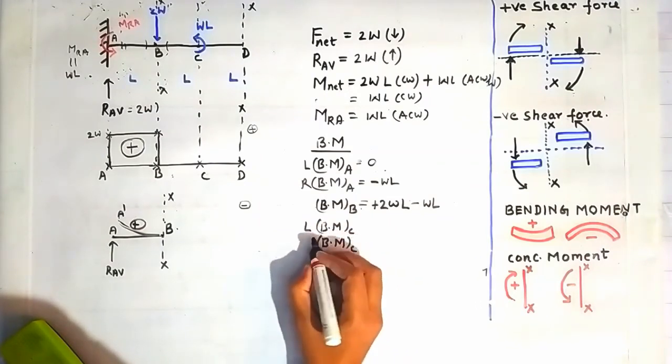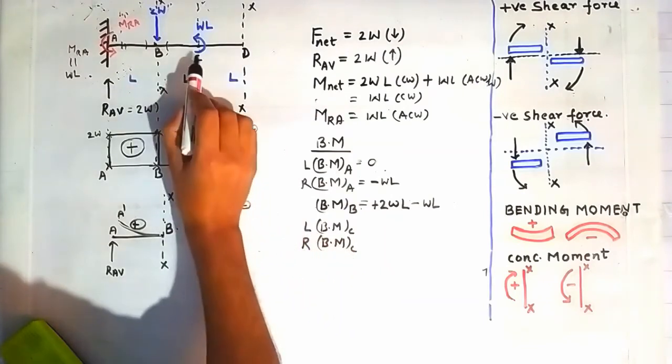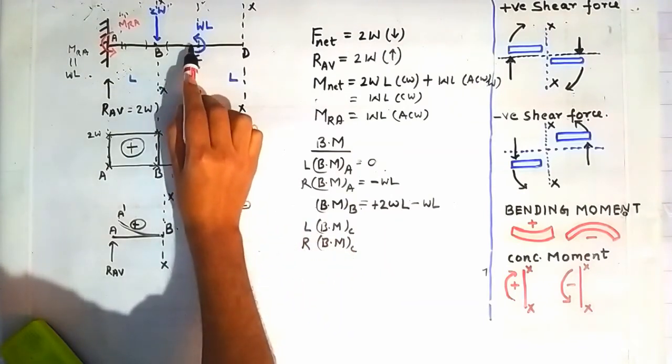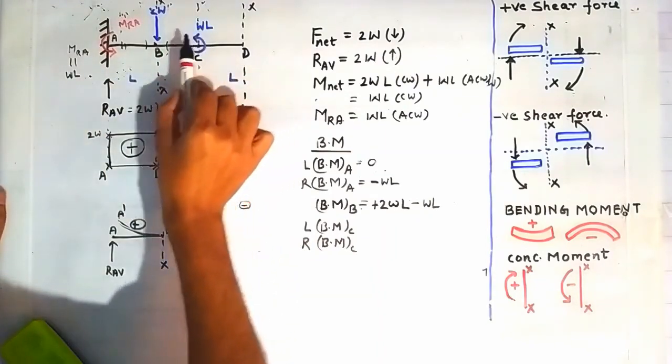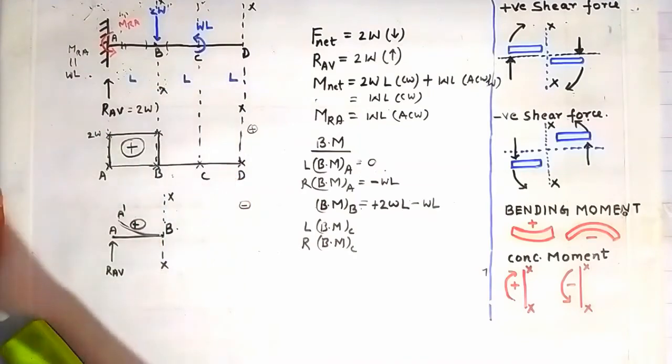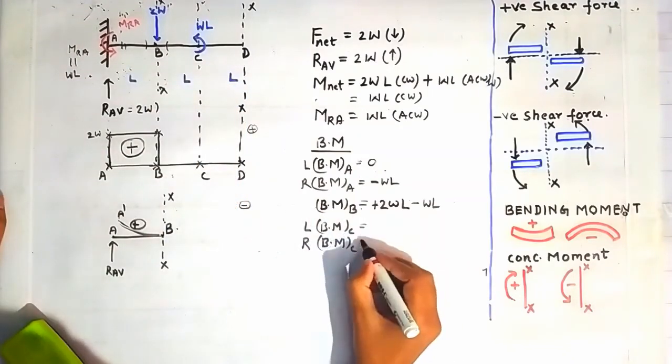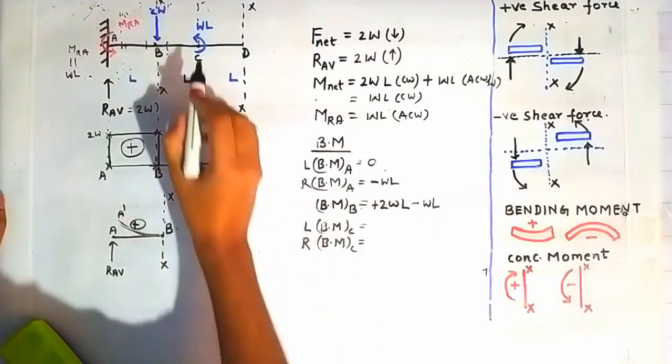Because the bending moment will change suddenly when going from the left side of point C to the right side of point C, because there is a concentrated moment acting over here, WL at point C. So we will calculate the bending moment on the left side of point C.